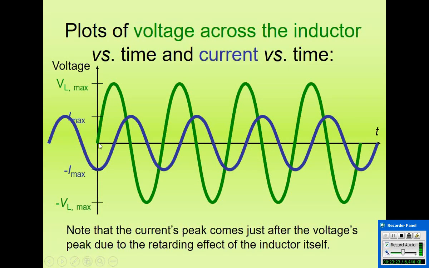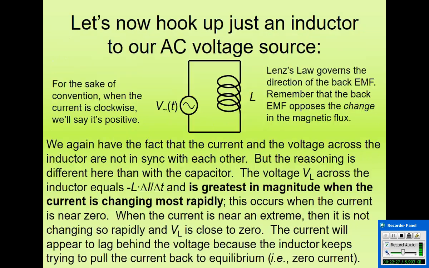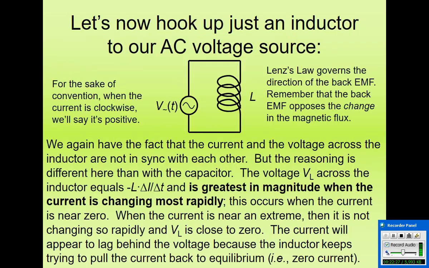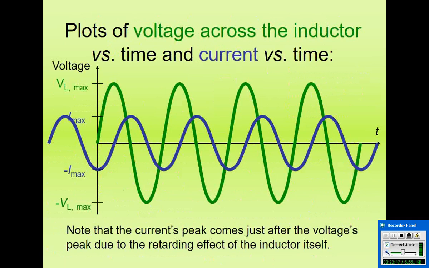So how does this work? If I have the voltage across the inductor at zero when the current is at a maximum value, whether it's a positive maximum or a negative maximum, and if the voltage is at a maximum value when the current is at zero, we can get an overlay of the two graphs as it appears on the screen.